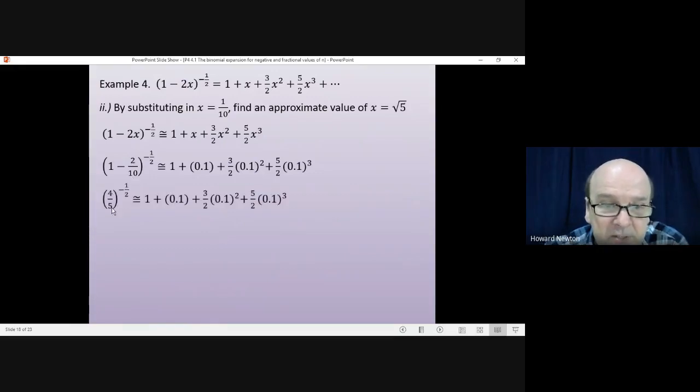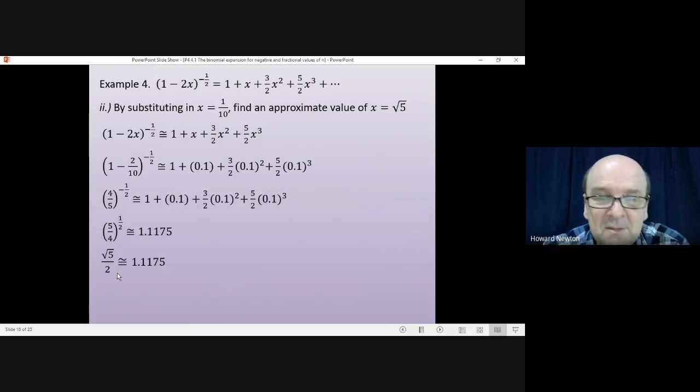1 minus 2/10 is 4/5. So 4/5 to the minus a half equals this. Dealing with the minus here. So minus turns the fraction upside down. So 4/5 to the power of minus a half is exactly the same as 5 over 4 to the power of plus a half. And all of this I've just put into the calculator and got 1.1175 for the answer. Now, square rooting the 2 terms here. So root 5 I've just written as root 5, and the square root of 4 is 2. So root 5 divided by 2 is approximately equal to this.